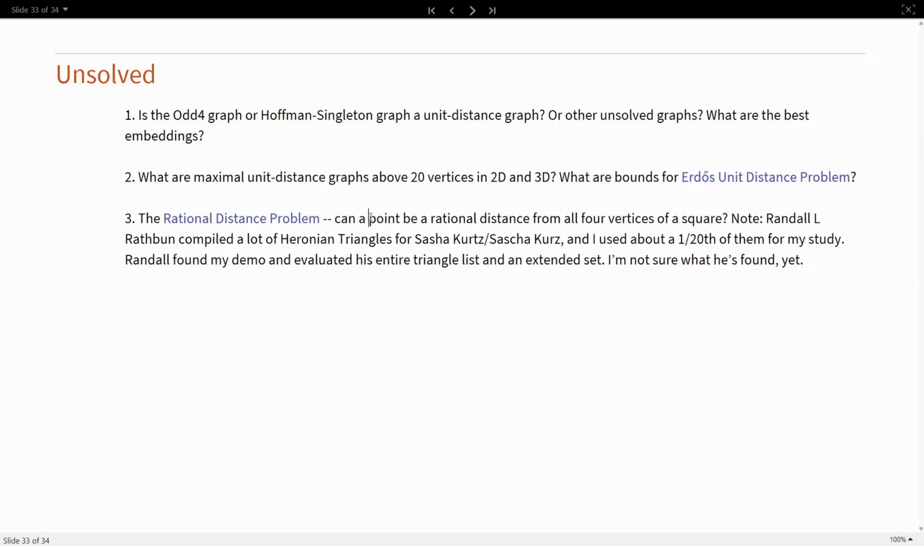Also, the rational distance problem, can a point be a rational distance from all 4 vertices of a square? That's unsolved. I have a demonstration that goes into that. It's very easy to get 3 points that are a rational distance from a vertex, and I list a few thousand examples of that. I basically used the data by Sasha Kurtz that was compiled by Randall Rathbun. They posted thousands and thousands of Heronian triangles. And I used that data to come up with the data I used for my talk on the rational distance problem.